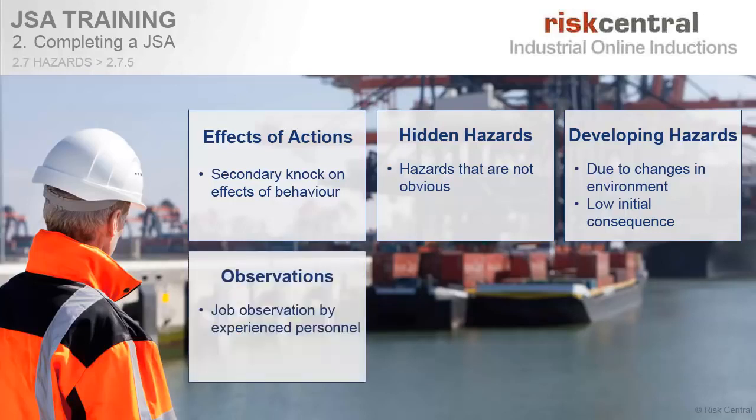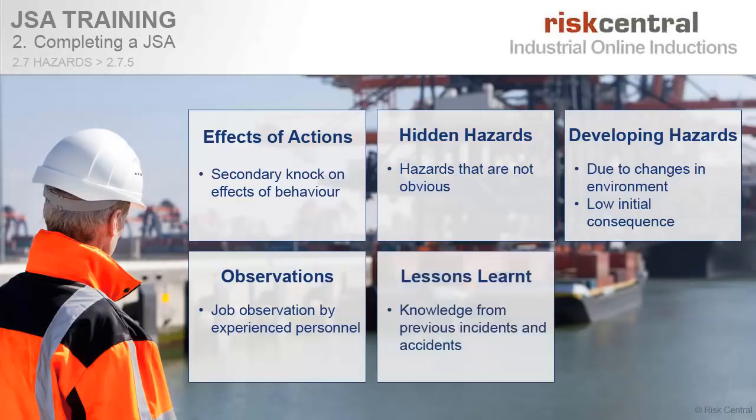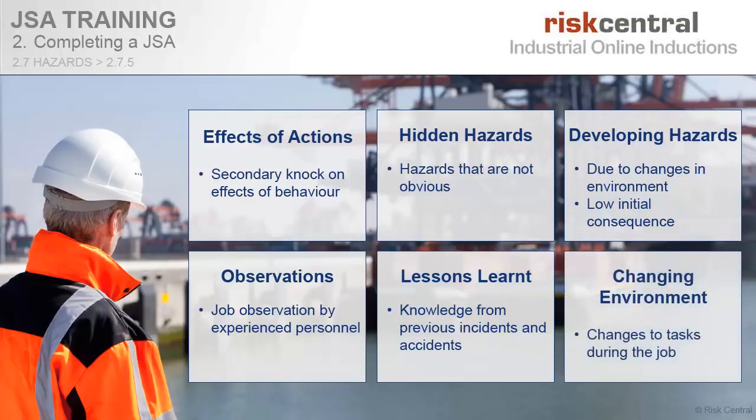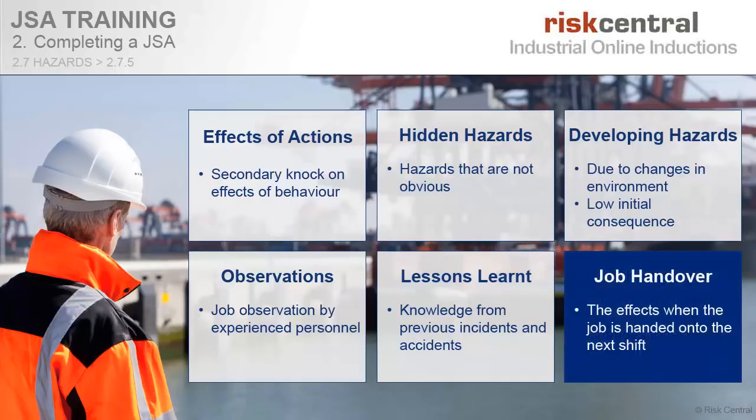Job observation by experienced personnel on the job site. Previous incidents and accidents, and other lessons learnt information relating to similar tasks. The hazard identification process must also consider any changes to the work environment or tasks while the job is being conducted, and the effects when the job is handed on to the next shift.